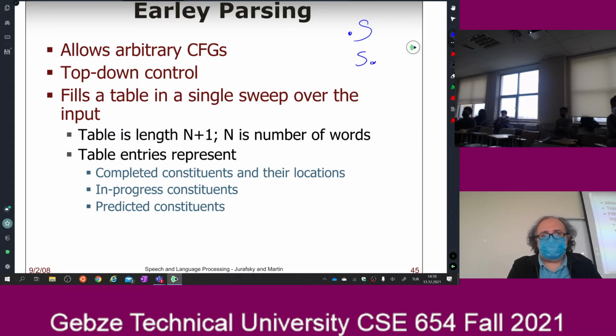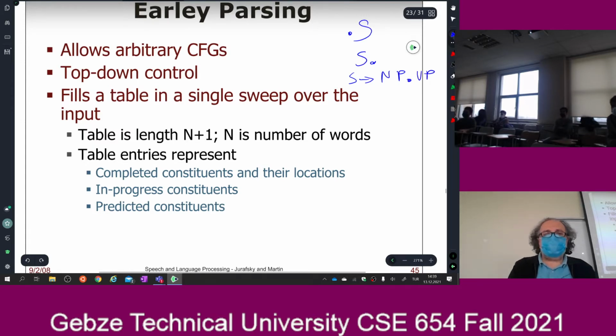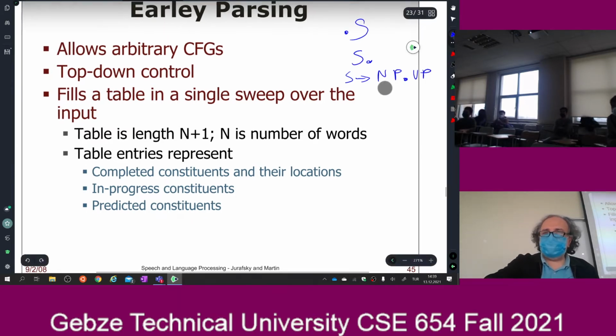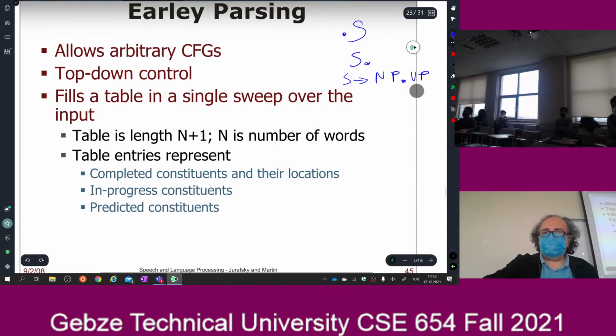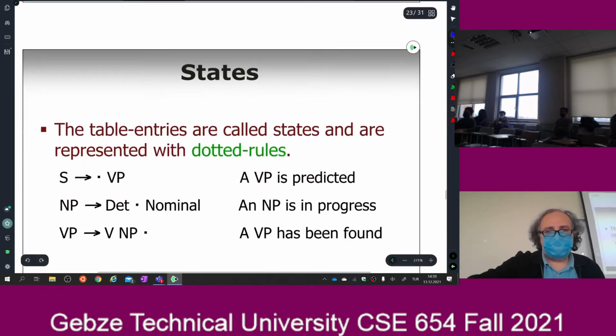I found it. Okay, but if I have something like this, noun phrase dot verb phrase, I have completed seeing this noun phrase. I am predicting a verb phrase. You would read it that way. So these are called dotted notations, dotted rules, and we are going to use them in our table formation. So let's look at them.